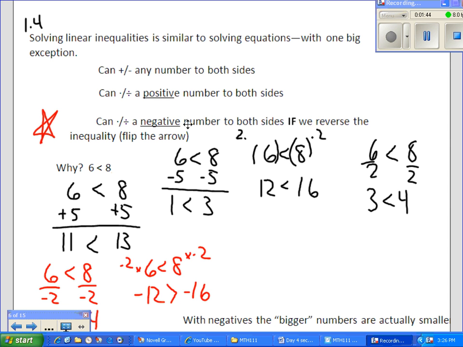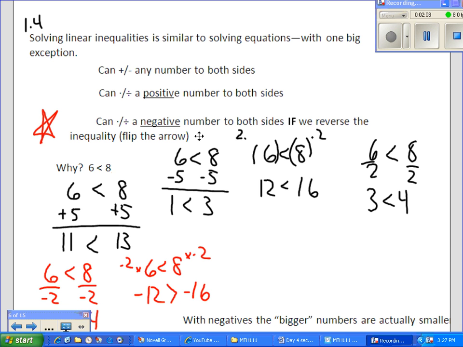Okay, so actually solving linear inequalities, this is section 1.4 in our book. It's very similar to solving equations. There's just one thing you have to watch out for. So when solving equations, we can add and subtract a number to both sides. We can multiply and divide a positive number to both sides. And we can multiply and divide a negative number on both sides of an inequality. We just have to watch out. We need to reverse the inequality if we do that.